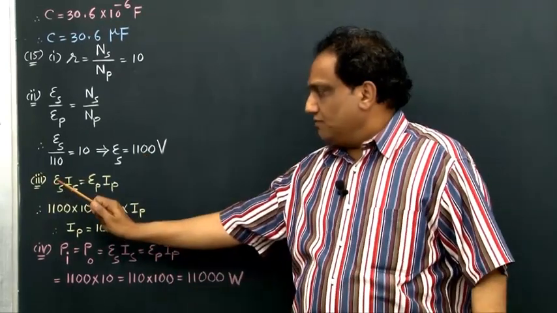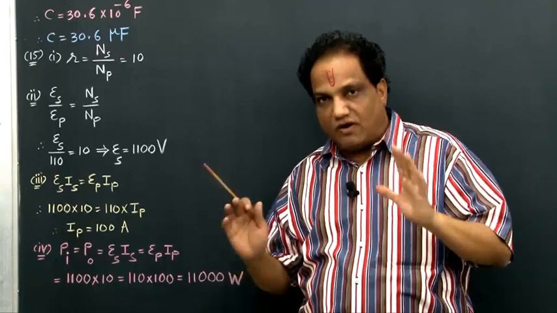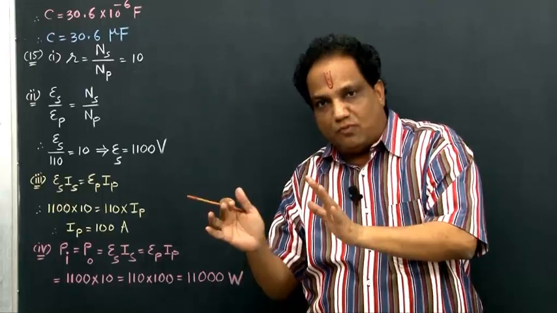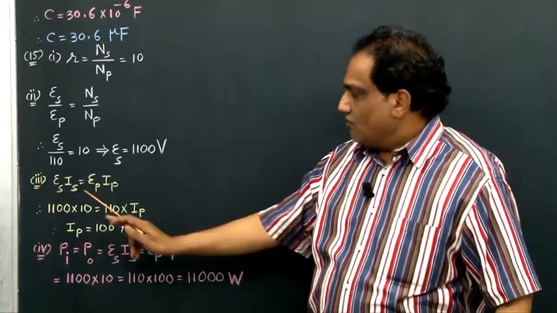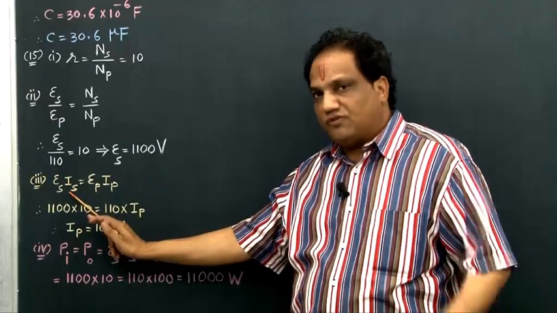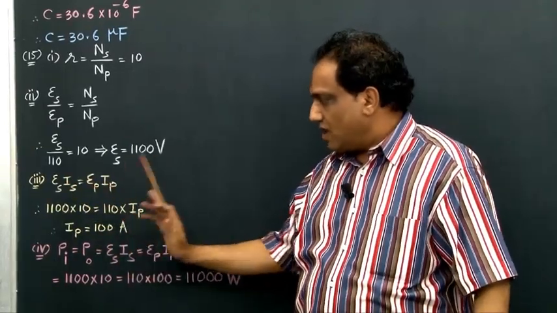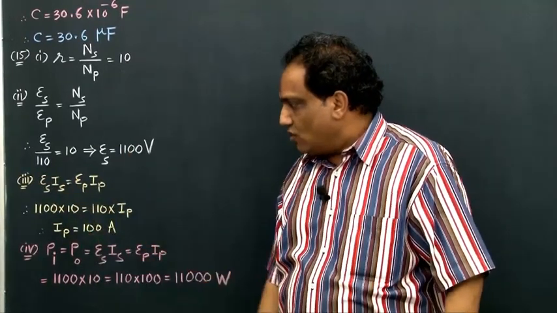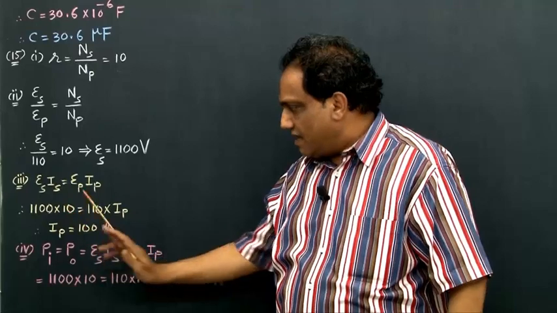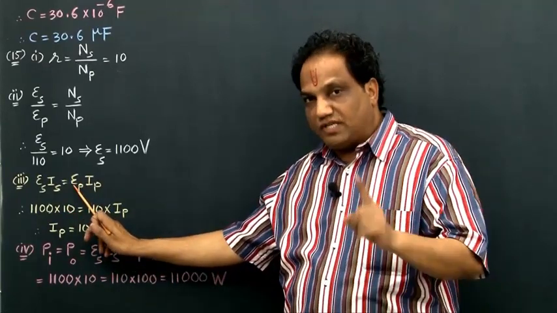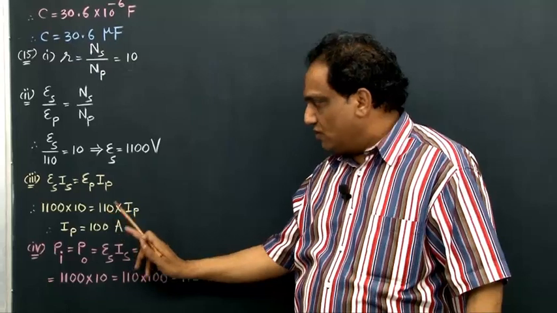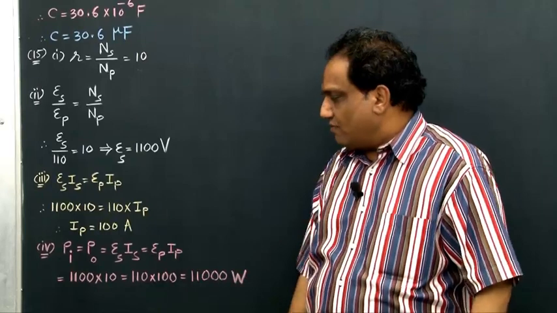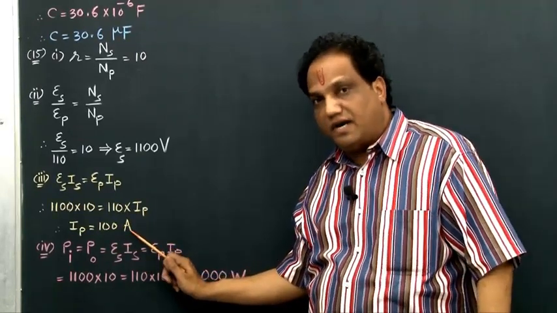Now for an ideal transformer, there is no wastage of energy. Hence, whatever is input power, same is output power. Output power is Es into Is. Input power is Ep into Ip. Es we have found out as 1100 volt. Is they have given as 10 ampere. Ep, the voltage in primary, they have given as 110 volt. Ip, the current in the primary coil, we require to find out. Find Ip from here, you will get 100 ampere.